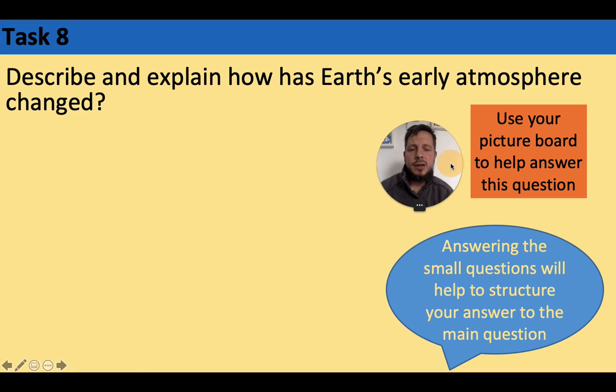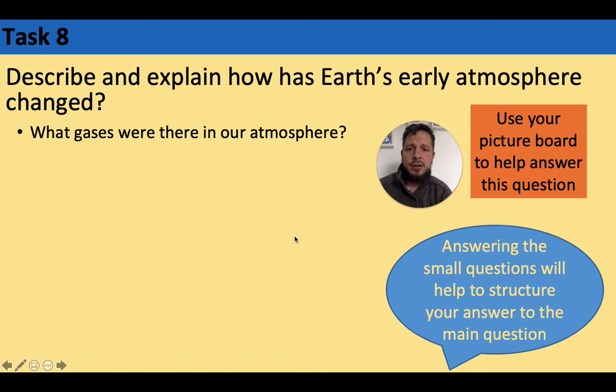Next task then for me. So this question resembles a 6-mark question that you might get in your exam paper. Describe and explain how the Earth's early atmosphere has changed. Now, also in your little resource pack, you've got a picture board which might actually help you answer this question. Also, I've got lots of little small questions that I'm going to put up now, which will help you structure your answers so you don't miss anything out. So when you're thinking about writing an answer to this question, think about these things as well.